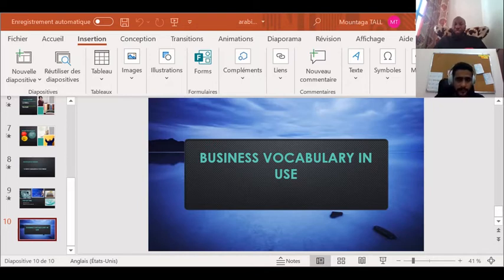Inshallah. Are you able to see my screen still? Yes, I see it. Okay. What do you see? I see a slide, business vocabulary and news. Okay. Let's start here. What do you see now? Nothing. Same slide.